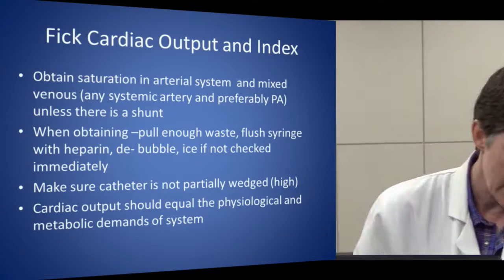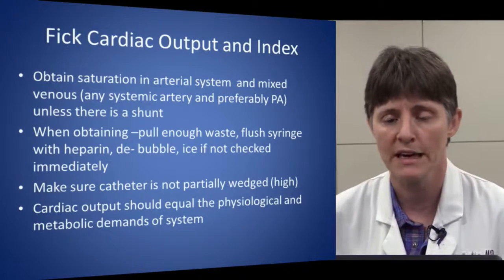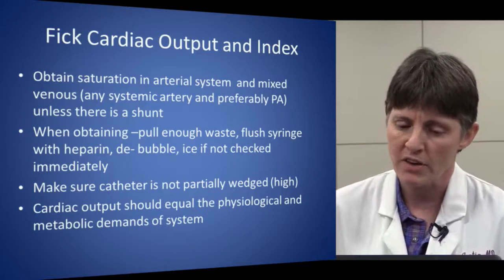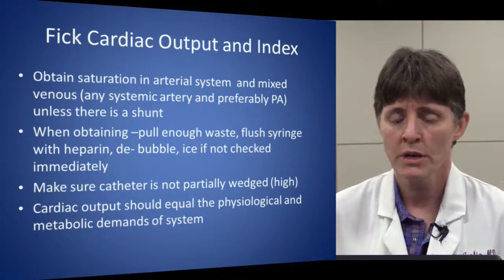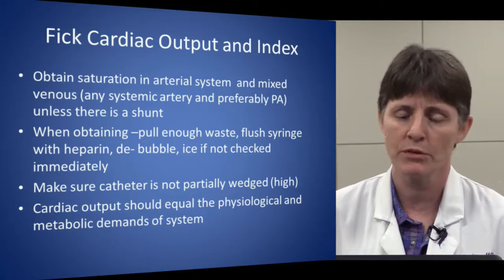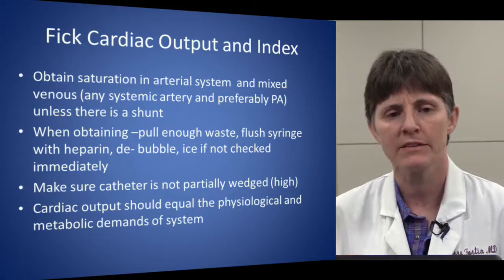The second thing we get after pressures is to figure out what our cardiac output and cardiac index are. Again, the cardiac index is a way of making everybody the same size. So a very large person, 6'5", has a higher cardiac output than somebody who's 5'5", but if they're both normal, their index is about the same.